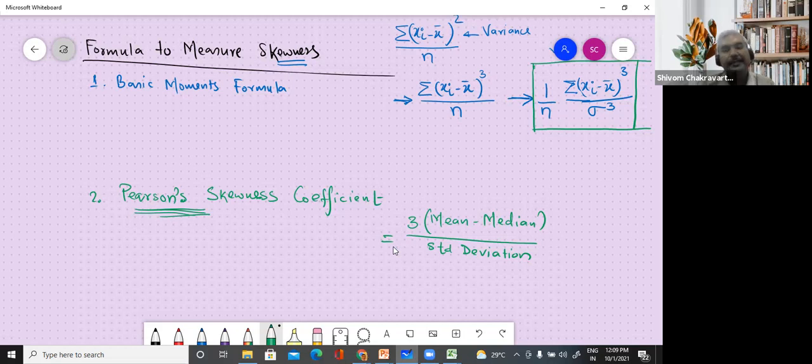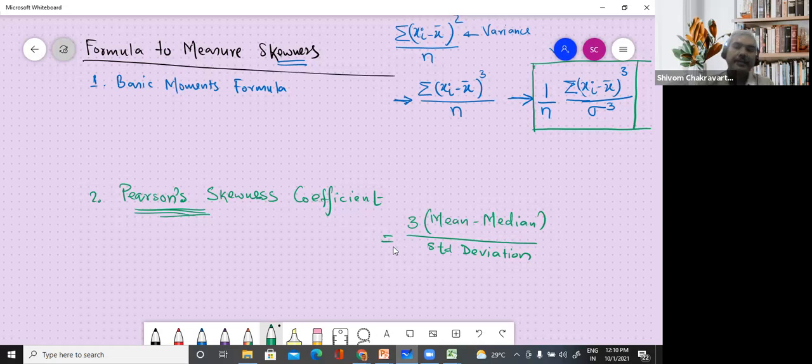Actually, there is a version of this formula with mode also, but I will suggest not to use that because in many data sets, there may not be a mode. Mode basically means what? The most frequently occurring data. But mode may not be present in every data set.